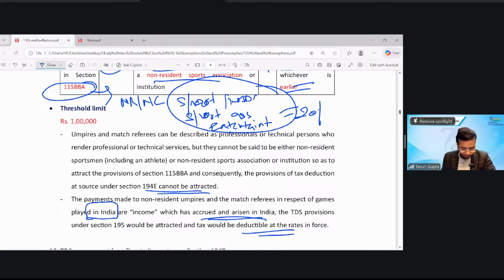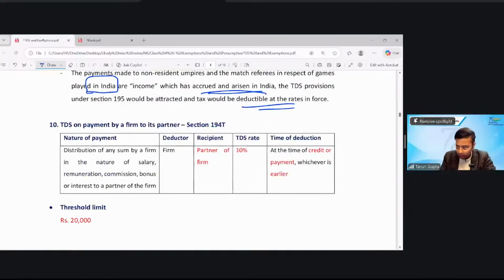You with me? Good. The next section is 194T, the new member of the TDS family. It says that TDS has to be deducted on any payment made by a firm to its partner, whether in the nature of salary, remuneration, commission, bonus or interest. Firm to a partner. Partner includes non-resident as well. Tax shall be deducted at the rate of 10% at the time of payment or credit, whichever is earlier, with a threshold of 20,000 rupees.